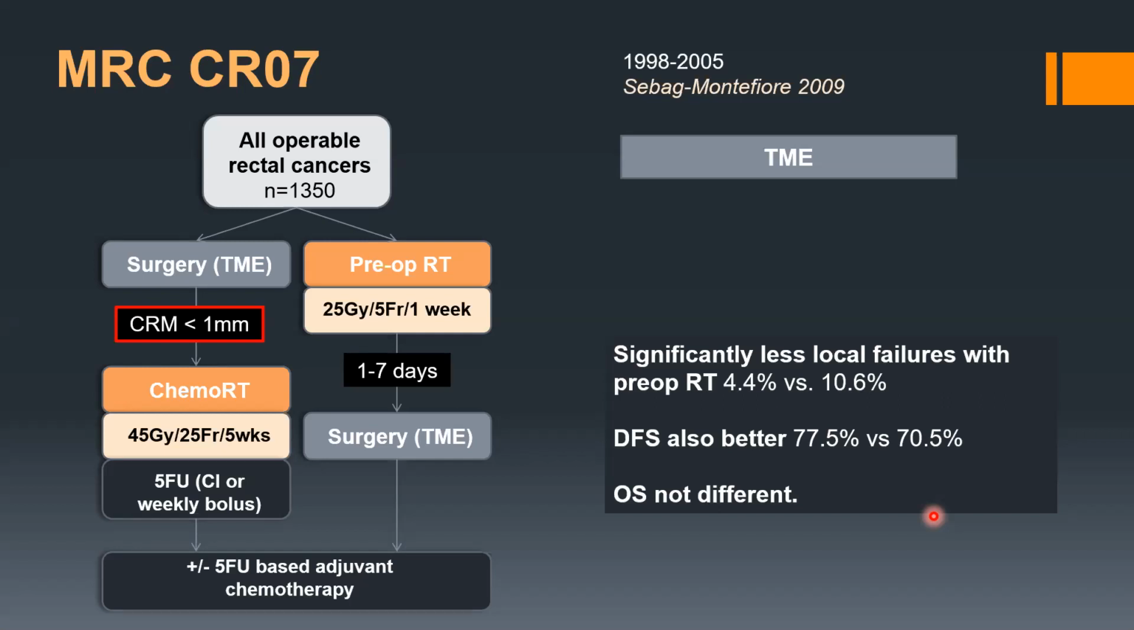Interestingly, this study also showed that neoadjuvant radiation significantly reduced local failures from 10.6% to 4.4%. The disease-free survival was also significantly better. However, there was no benefit in overall survival. So this made it very clear that radiotherapy should be given to everyone before the surgery and not on a case-by-case basis after the surgery.